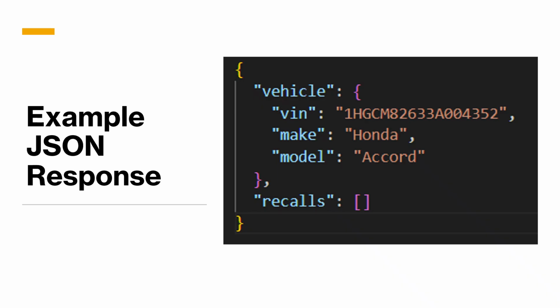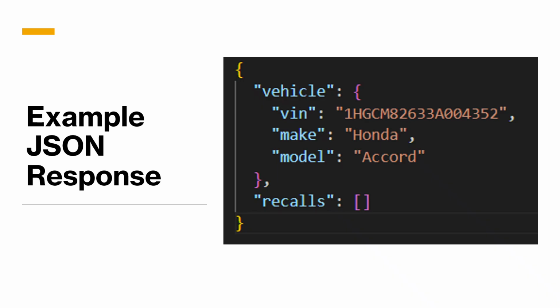In this example, we have an object titled vehicle, which contains key value pairs inside of it, such as VIN, of course, which has the VIN string. The make and the model each have Honda and Accord as their values. Recalls is a JSON array. It can contain several objects like vehicle, which will each contain more key value pairs. So this JSON structure is very helpful in sending very structured data back and forth from the front end and the back end.